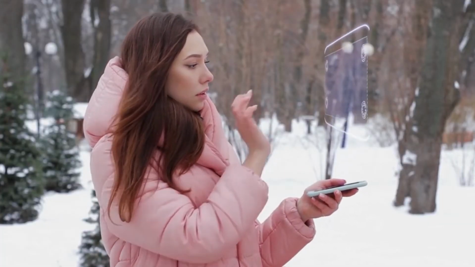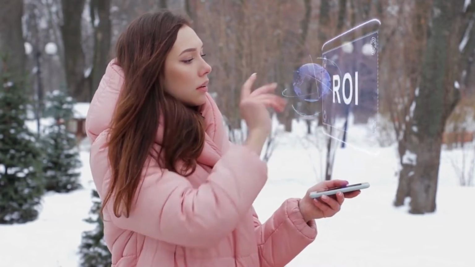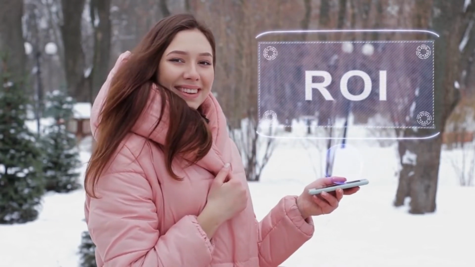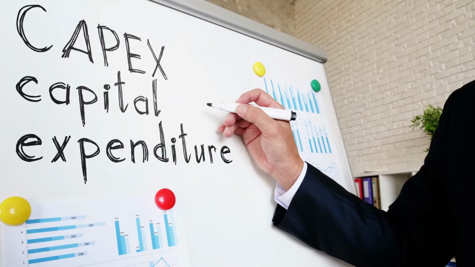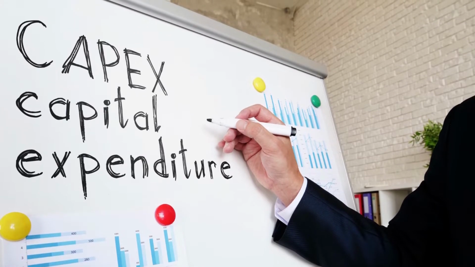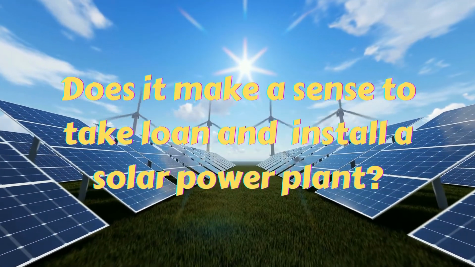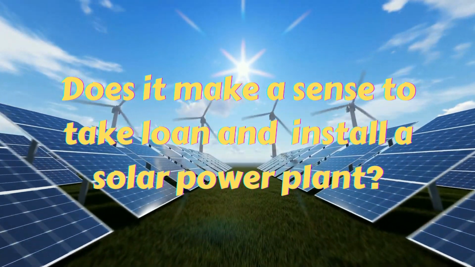Welcome back. In the previous example, we did see that the ROI period was 4 years. The capital was invested by the consumer. Now let us imagine that the consumer doesn't have the investment and he takes a loan from the bank for the installation of the solar power plant. Now the question is, does it make sense to take a loan and install a solar power plant?